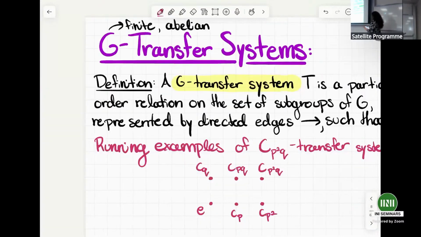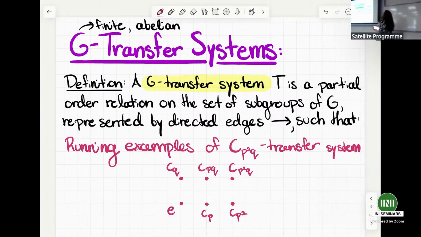Oh, okay. My G is always going to be finite and abelian until the very end. So I'm going to define the G transfer system, but more so with drawings than maybe we've seen today. A G transfer system T is just some partial order relation on the set of subgroups of G, represented by directed edges. I'm about to show you a bunch of different conditions, but my running example is going to be G equals C_{p^2 q}.